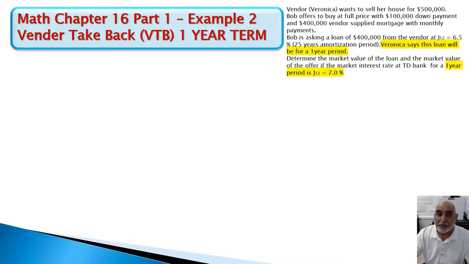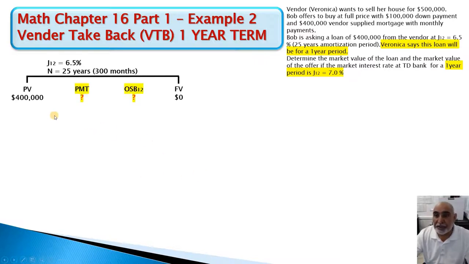So I'm going to go through this one more time. First thing we do is draw the timeline diagram between Bob and the seller. So it's a J12 of 6.5 and 25-year amortization. I know it has a 1 year period. The 1 year period does not affect the payment. It will affect the OSB. So two things we need to find, and we can find these. Payment is 2,700. OSB 12 is 393.